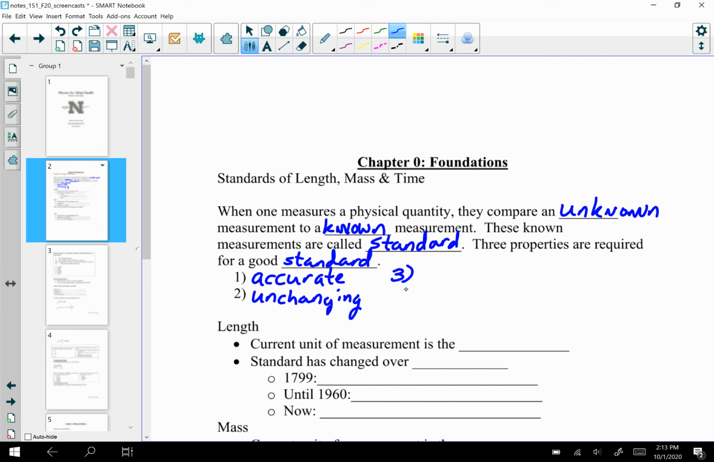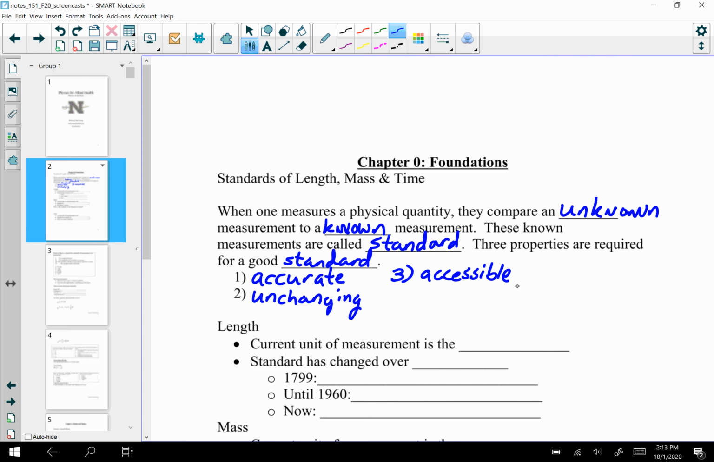And then third is that it needs to be accessible to all people. If it's not accessible, then scientists around the world can't use that standard. It doesn't mean that the standard has to be commonly found, but it definitely has to be accessible to all people.